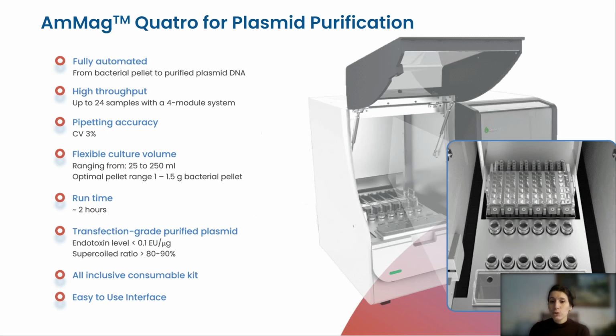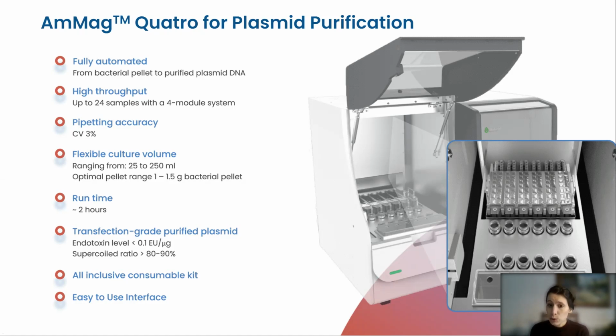Some of the main features of the AmMag Quattro are, as I mentioned earlier, the fully automated workflow, all the way from the bacterial pellet to the purified plasmid DNA. The system is high throughput in the sense that if you get a 4-module setup, you can run up to 24 samples at a time. The pipetting accuracy of this liquid handler is a CV of 3%, which is really good. And the culture volume, where you're growing your bacterial pellet, is a wide range between 25 to 250 ml.